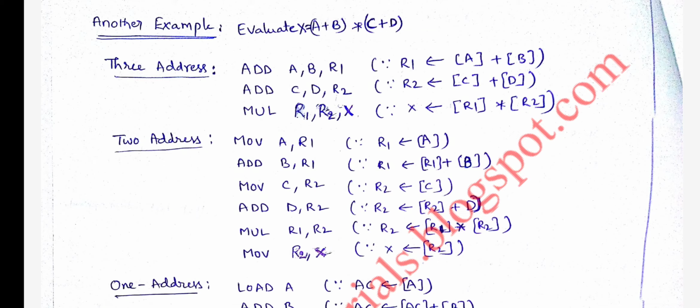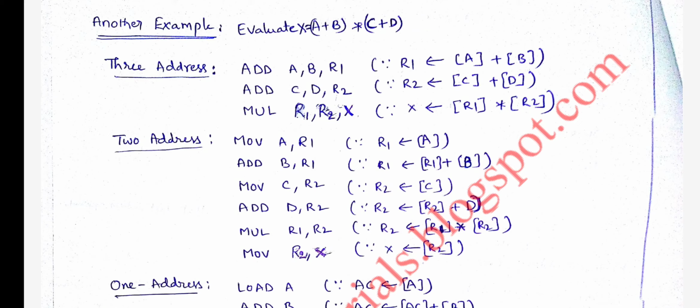So next, the same example, how can we represent it in 2 address instruction format? See, here we have to use only 2 operands in 2 address instruction format. First, MOV A, R1. It means the content of A is moved to R1, and ADD B, R1. It means R1 already contains the content of A, and we add B to the existing R1 and store the result in R1 also.